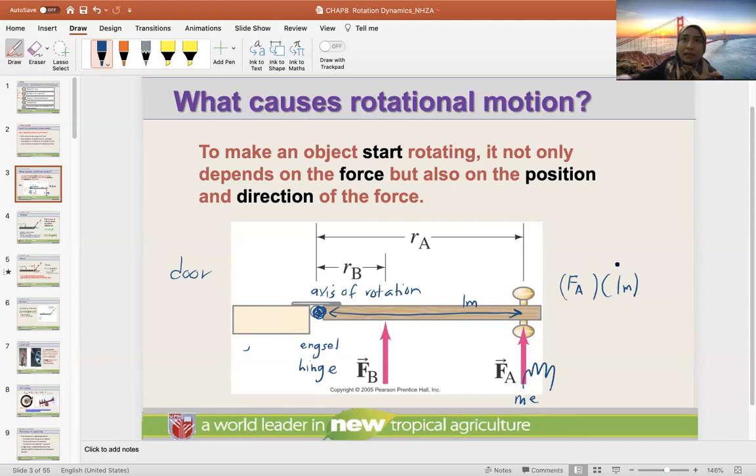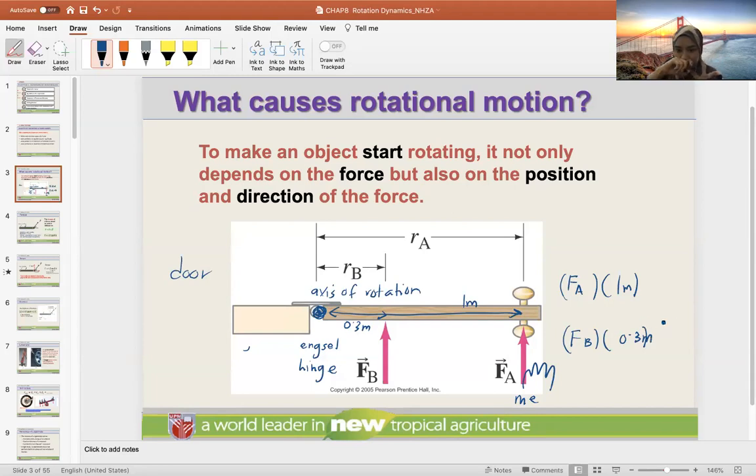Bila saya nak tarik tutup pintu, senang je kan? So the rotational motion is easy to achieve. However, satu hari tu saya mengada-ngada, I don't want to use the knob. I want to push the door at the center of the door. So let's say from the axis of rotation, the length is 0.3 meter, right? So I apply force B, and the length to the axis of rotation is 0.3. So this is FB and the length is 0.3 meter.